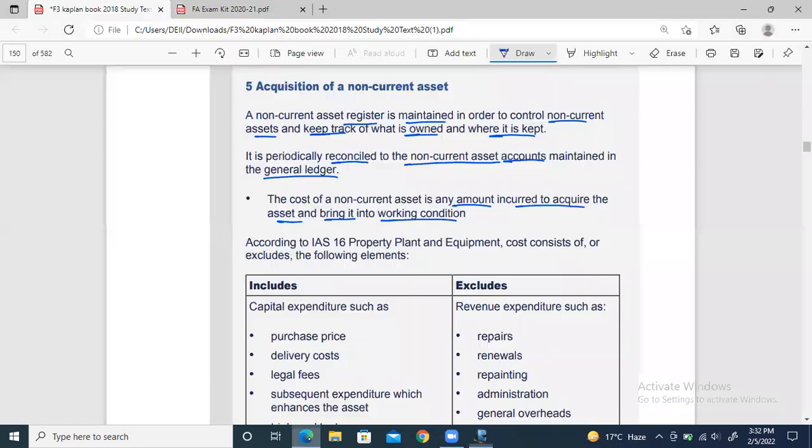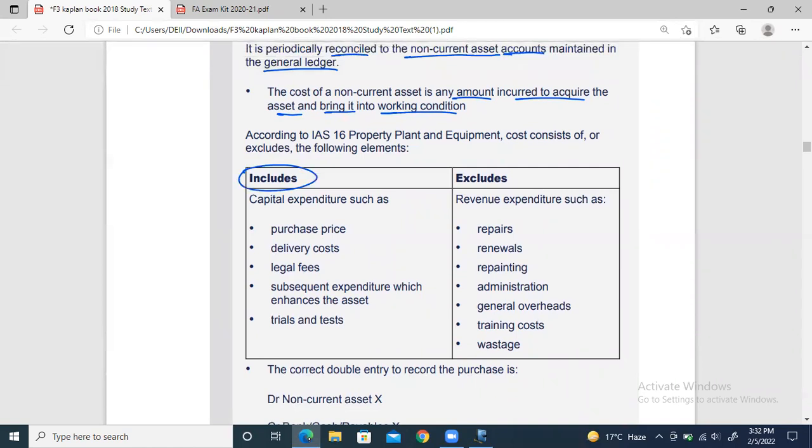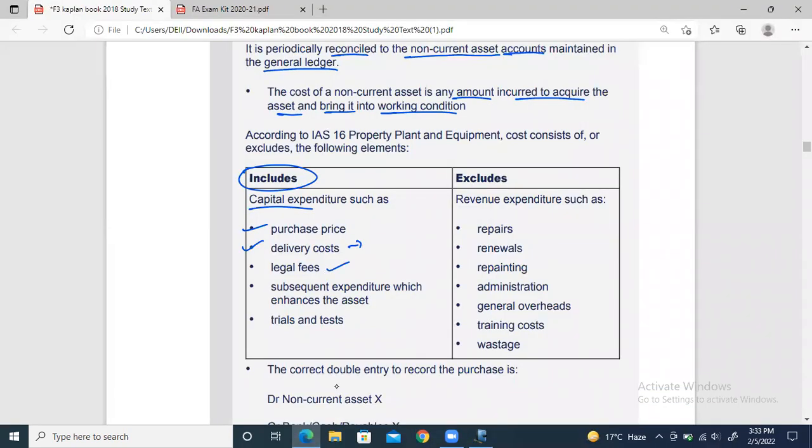Now let's discuss this as well, because it explains the same thing further. Asset cost includes all these things, capital expenditure such as the purchase price itself. If we are purchasing an asset, obviously the purchase price will be included. Then the delivery cost, which answers the first question, present location. Then the legal fee. We might have to pay an agent, such as a customs clearing agent, if we are importing the machine from another country, or other legal fees, maybe because the machine is not allowed by the government over there.